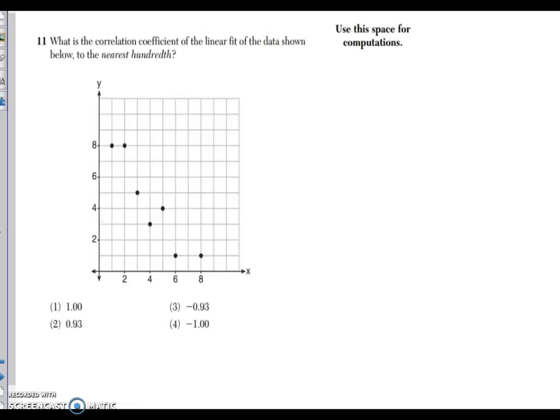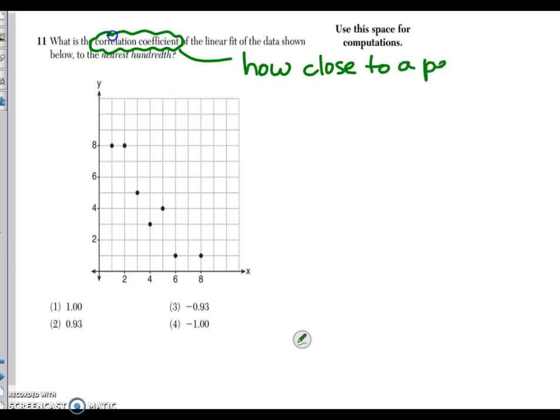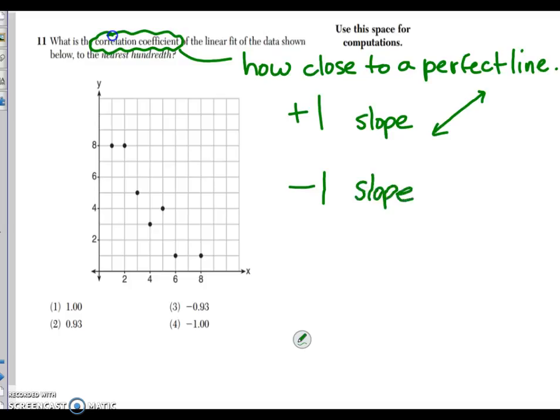The next question is number 11. Correlation coefficient is something we'll get to probably not until about April. Correlation coefficient means how close to a perfect line something is. Now, if a line has a positive 1 slope, then it's a perfect line that looks like this. If a line has a negative 1 slope, then it's a perfect line that looks like this. Anything close to 1 tells you it's very close to a positive or negative slope and has a positive correlation of 1 or a negative correlation of 1.